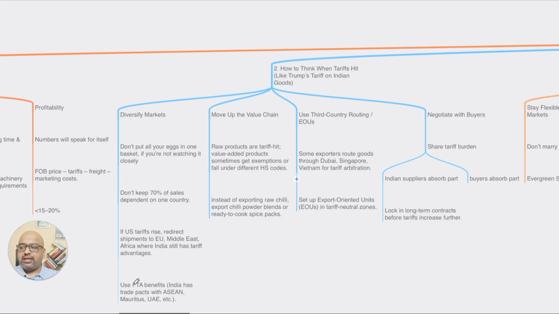Then, use FTA benefits. We have already signed a lot of FTAs with multiple countries. It's better you go with ASEAN, Mauritius, UAE, Australia, and take the benefit, see if there is something you can supply them, and start working with them closely. Because if the US market is gone, then at least we cannot die with them, right?